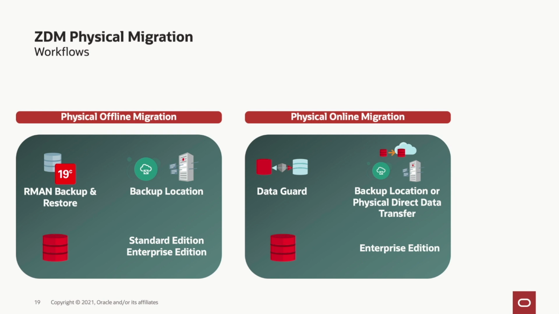Now, ZDM Physical Migration has two ways of working. One is an offline migration, which has one specific flavor. And then you have physical online migration, which has two different ways of working. Let's talk first about physical offline migration. Physical offline migration supports Oracle Standard Edition databases and Oracle Enterprise Edition databases. It basically uses a backup and restore mechanism in which ZDM leverages RMAN to create a backup of the database, transfer the backup files to a backup location, instantiate a target database, and then perform the switchover.